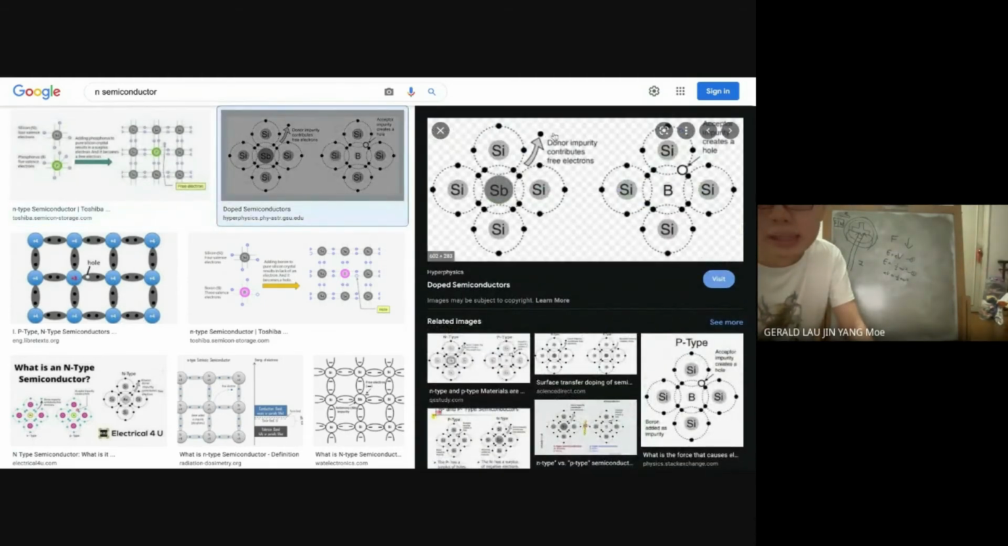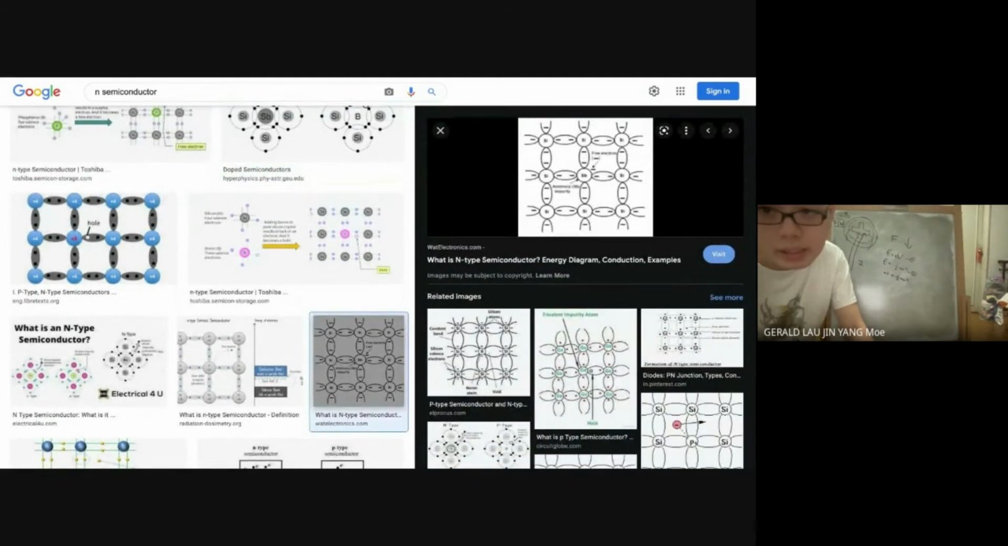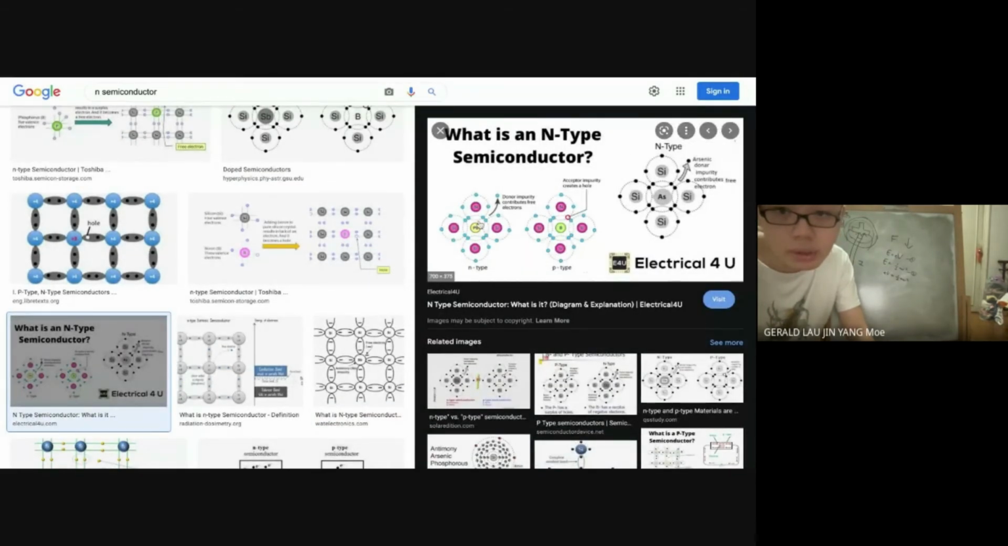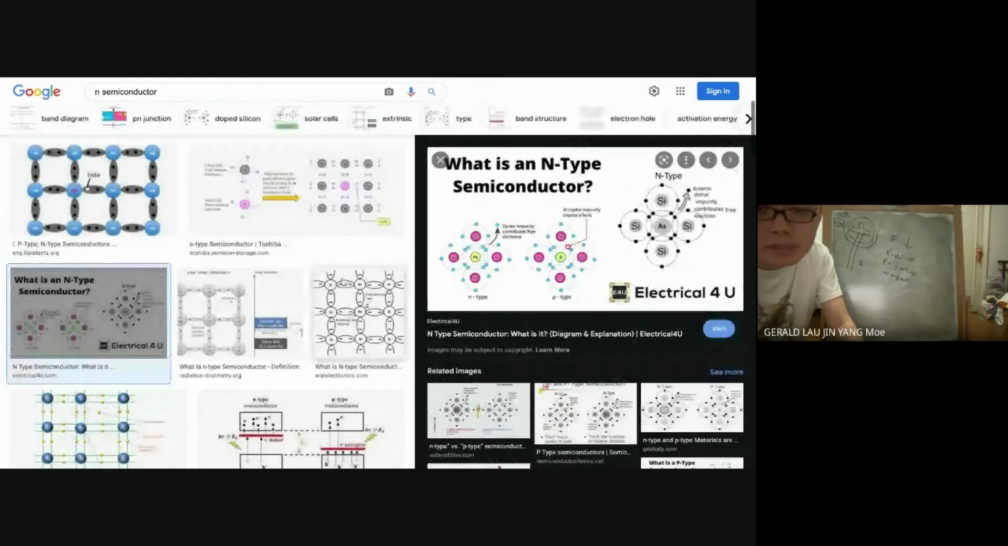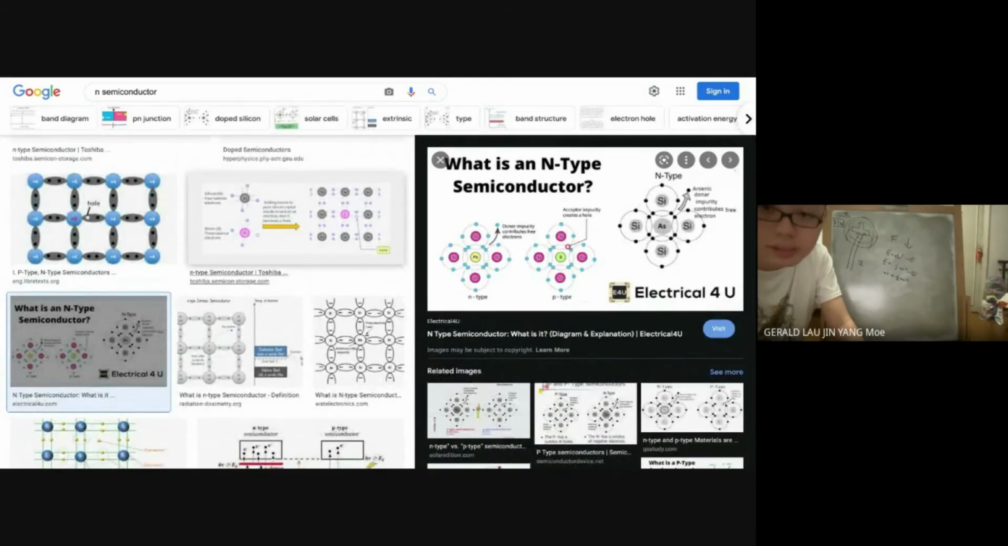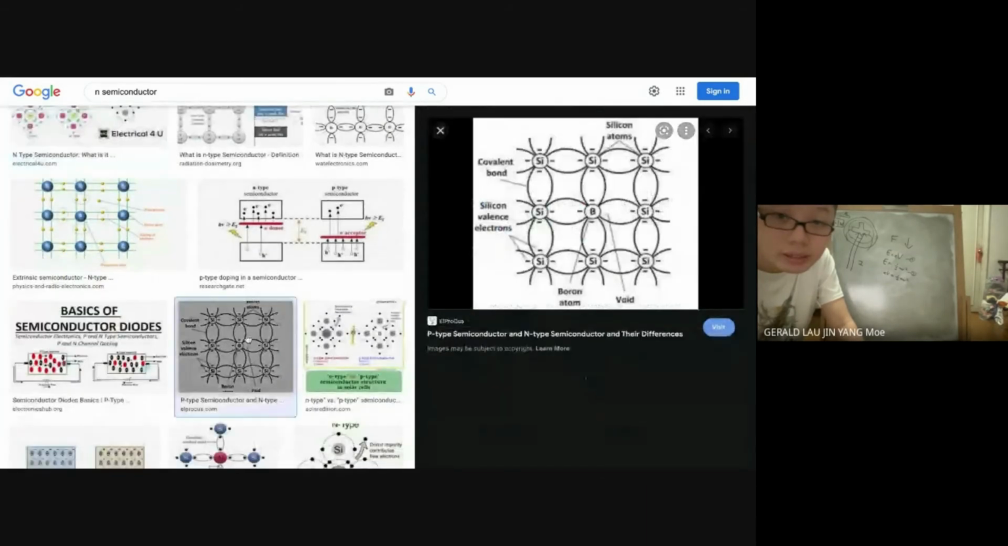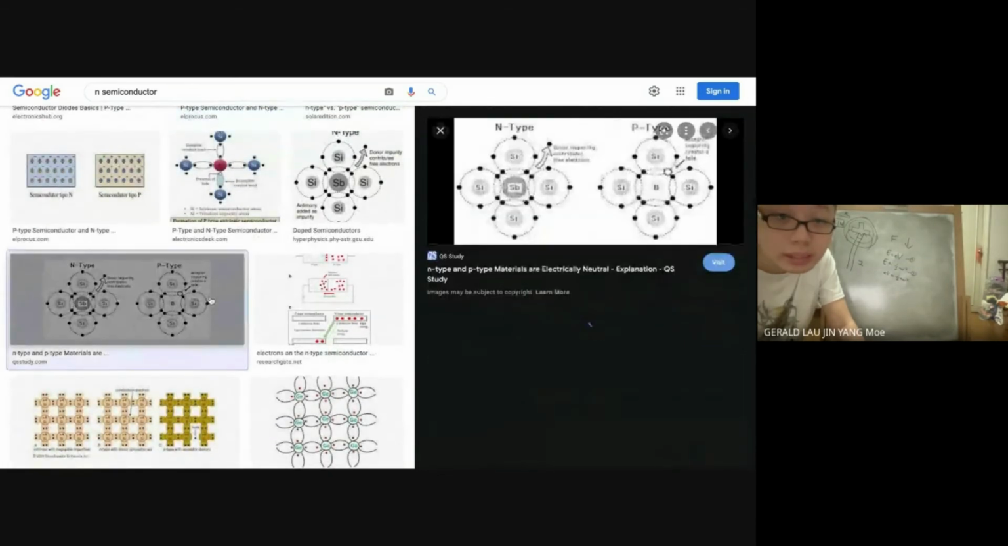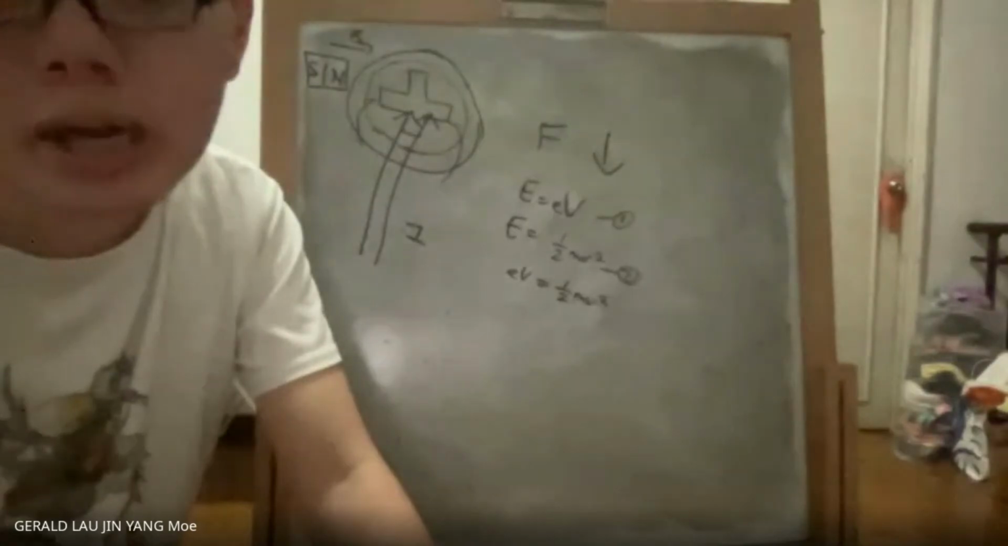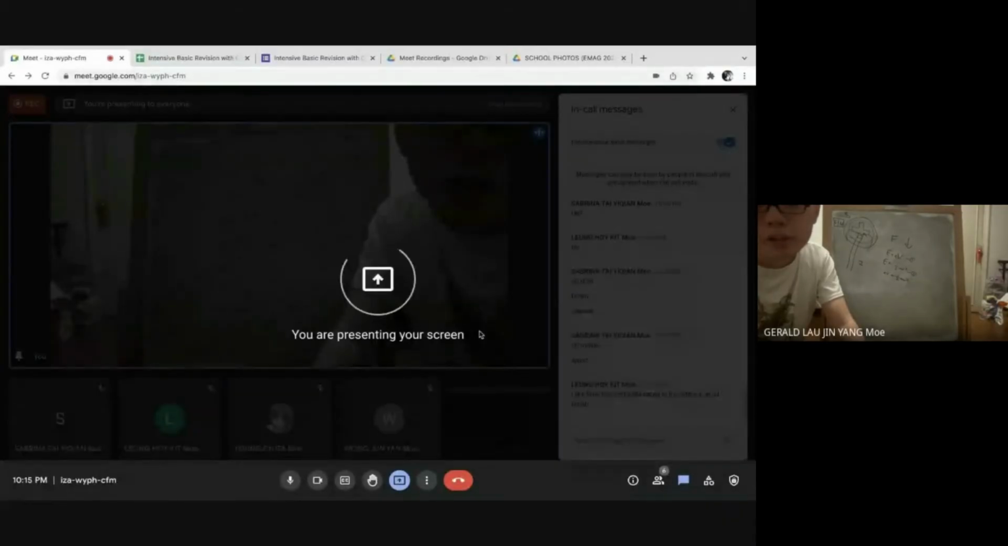Antimony has one extra. Lead also has one extra. As is arsenic, so also one extra. So the elements for N-type semiconductor are lead, phosphorus, arsenic, and also antimony. For P-type, you will have boron and aluminium. This is the doping process. Now you already know how to form the positive and negative.